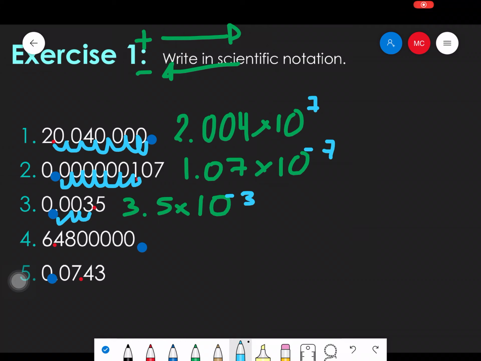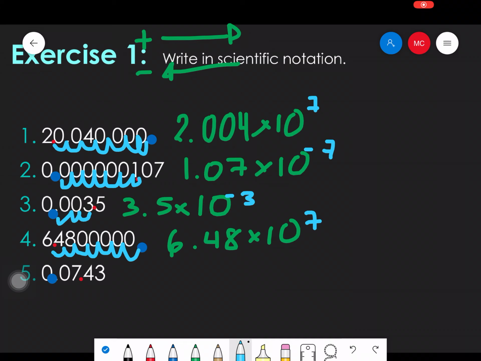Next one is 6.48 times 10. And let's move the decimal point, the red one, to the original one, which is the blue. 1, 2, 3, 4, 5, 6, 7 again. We're having a lot of 7s.